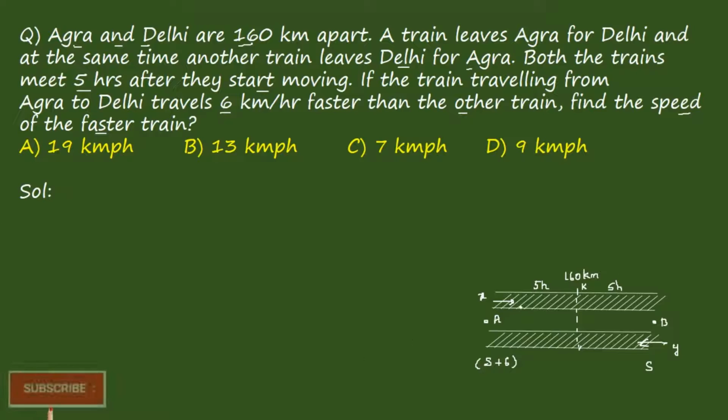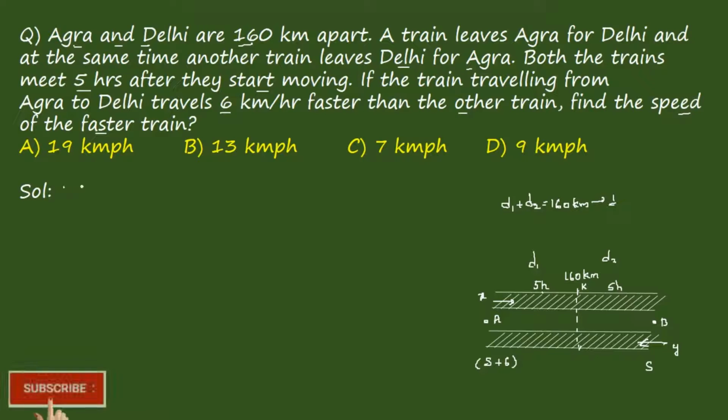Now we know that X would be moving from Agra to Delhi, and X would be moving from A to K. It takes 5 hours. Consider this distance as D1. Similarly, Y would be moving from Delhi to Agra. Then the distance from B to K, if you consider it as D2, it takes 5 hours. Then we can say that D1 plus D2 is equal to 160 kilometers. Consider this as equation 1.